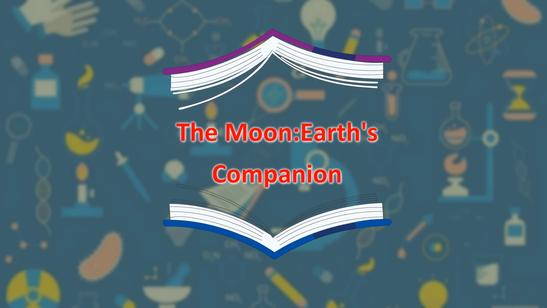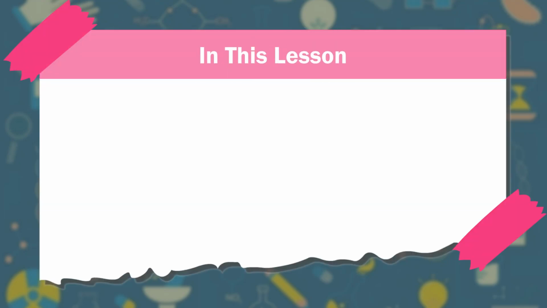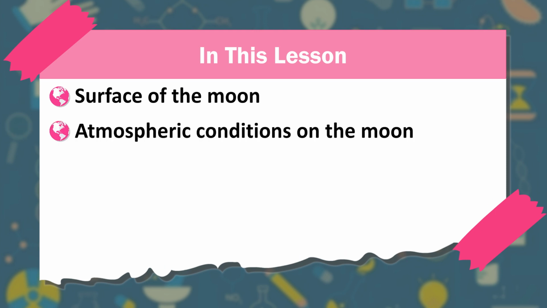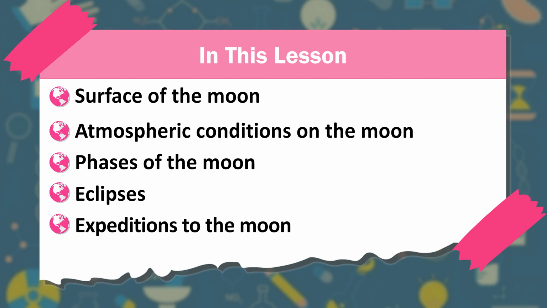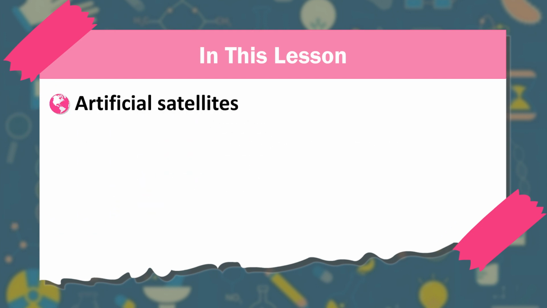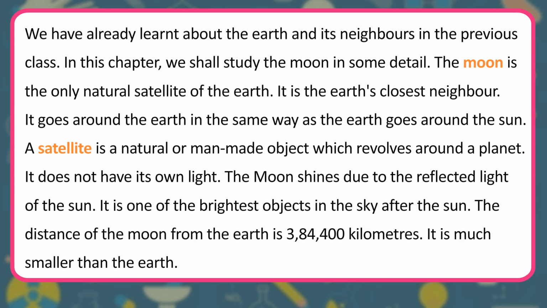The moon, Earth's companion. In this lesson: surface of the moon, atmospheric conditions on the moon, phases of the moon, eclipses, expeditions to the moon, artificial satellites, moon and tides. We have already learnt about the Earth and its neighbors in the previous class. In this chapter, we shall study the moon in some detail.